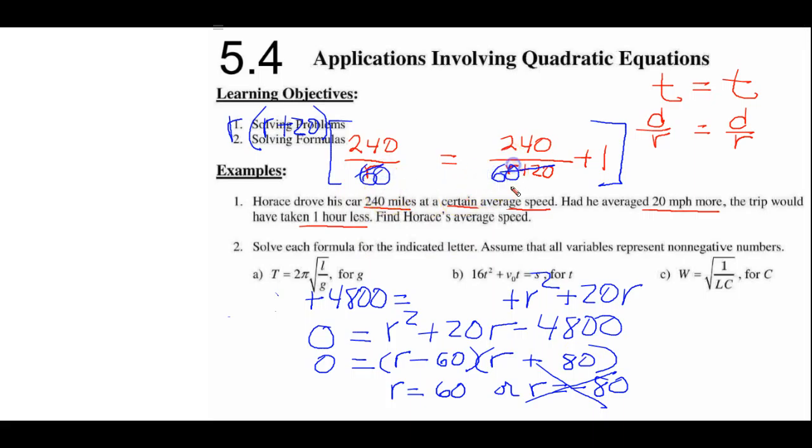And this r is 60 also. So 240 divided by 60 is 4. Remember, this is time. And this is 240 divided by 80. This is 3. Plus this one that we added is 4. 4 equals 4. And his average speed is 60. It checks out. So there's the first one.